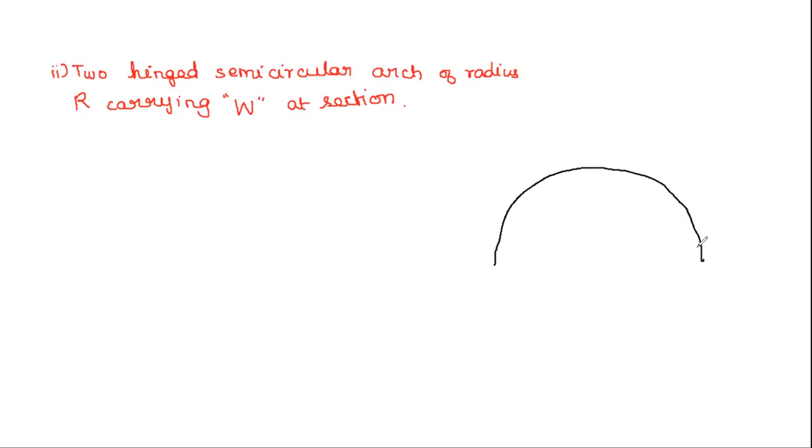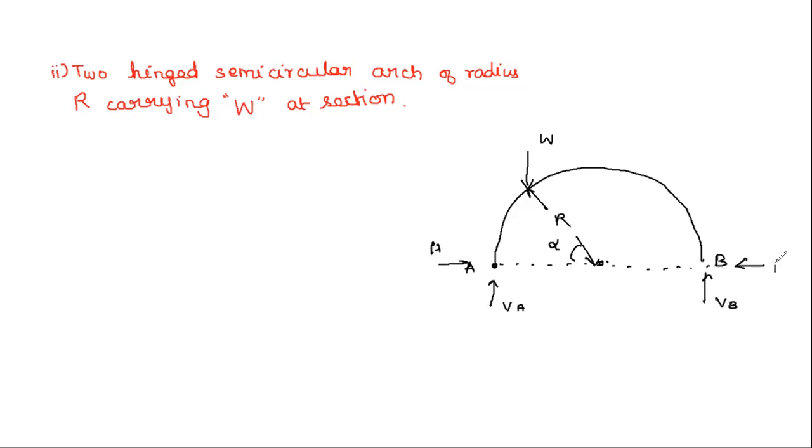Consider a 2-hinged arch. It is subject to a load W here. As it is a circular arch, we can draw the radius R, and the angle which it makes with the horizontal is alpha. Similarly, we have reactions VA, H, VB and H. The formula is H equal to W by pi into sine square alpha. So the additional term is this sine square alpha.